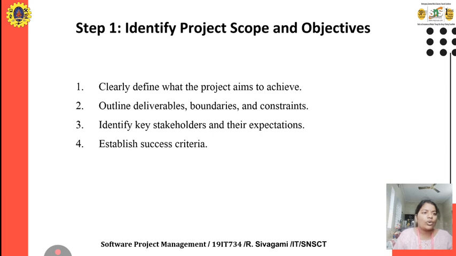Then we fix boundaries for the resources. What are all the resources we're going to use for that project? And then the constraints. The next one is identifying the key stakeholders and their expectations, and establishing the success criteria.